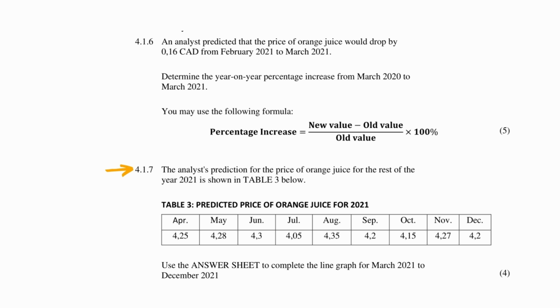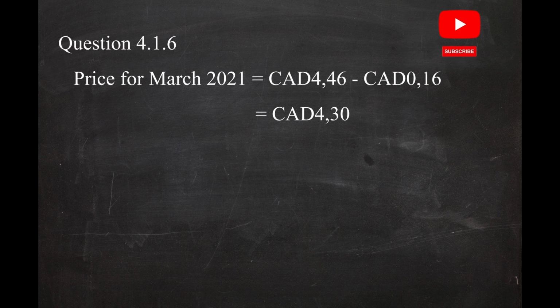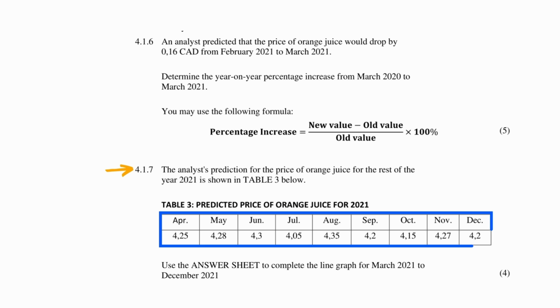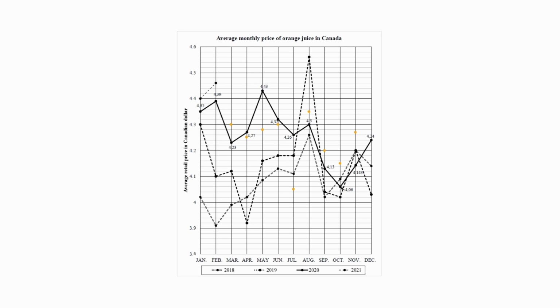In question 417, you have to use the values in table 3 to complete the line graph on the answer sheet for March 2021 to December 2021. The value for March 2021 was calculated in question 416 as 4.30 Canadian dollars. The rest of the values are given in the table. First, you will have to plot the points for 2021 on the graph and then join the lines to complete the line graph.